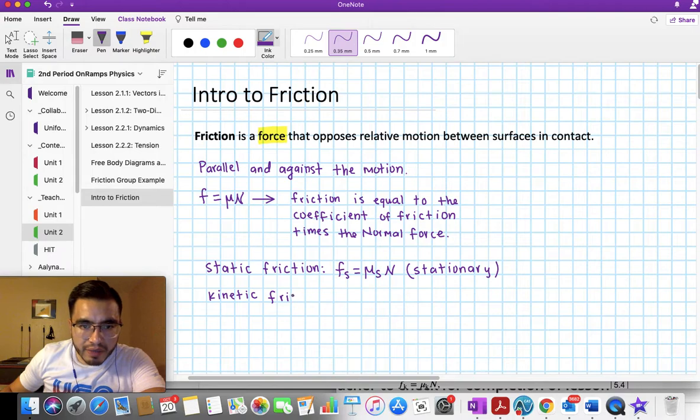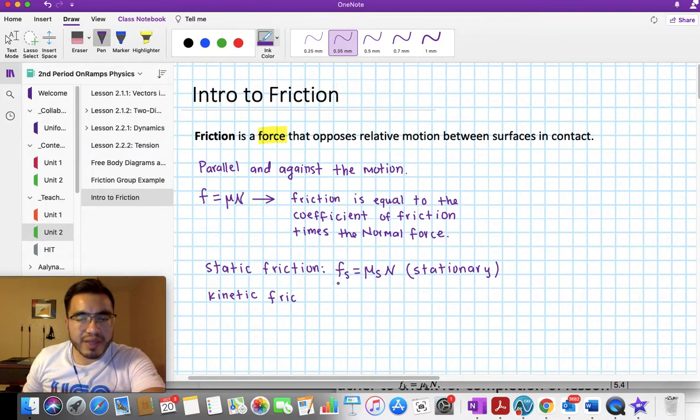And the word kinetic comes from the Greek kinesis. Think about kinesiology, kinematics, kinesthetics. It has to do with motion.